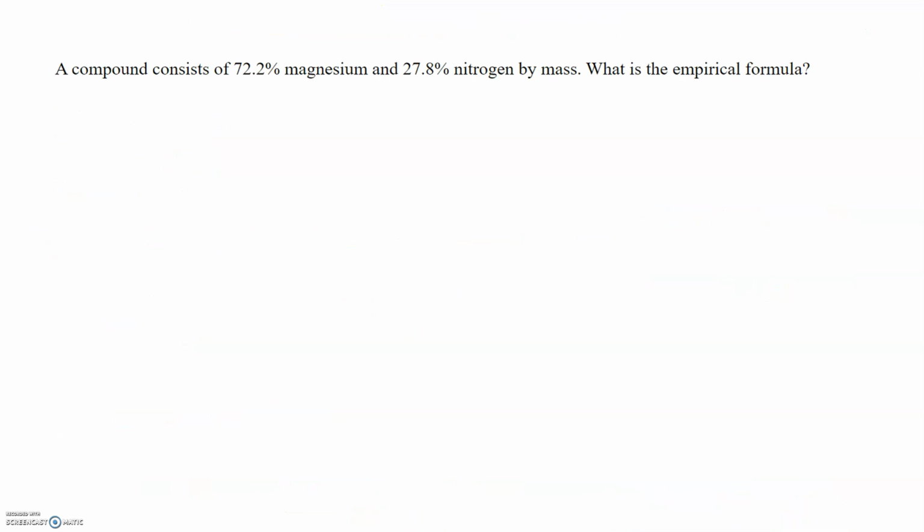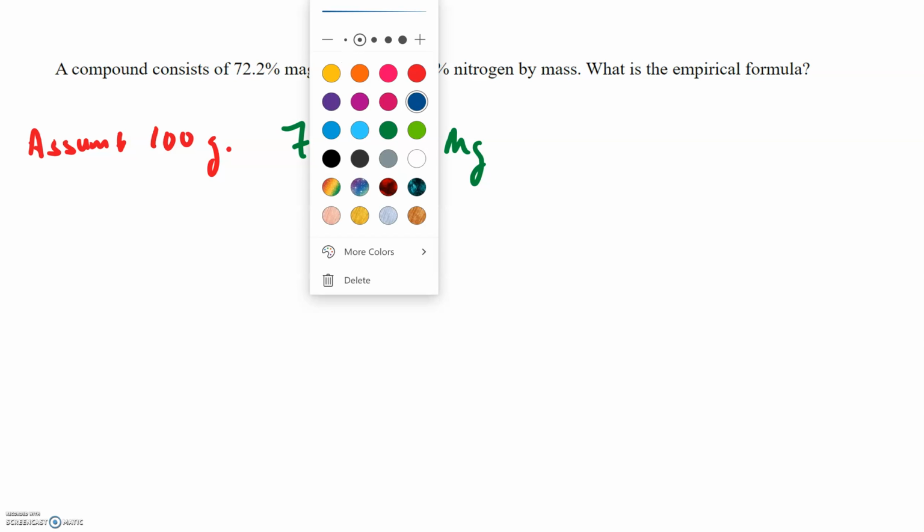Here's one that is going to use this last step. So we've got 72.2% magnesium and 27.8% nitrogen by mass. What's the empirical formula? So the first thing we're going to do is assume 100 grams of our sample, and that instantly turns these from percents into masses. So that means we've got 72.2 grams of magnesium and 27.8 grams of nitrogen.